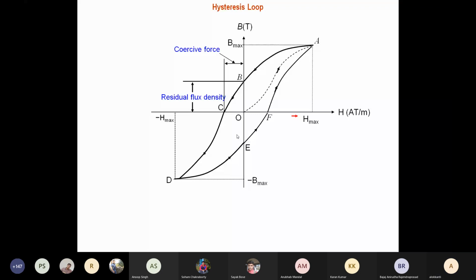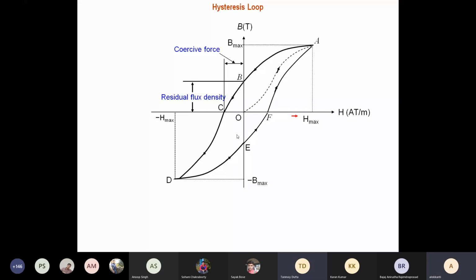Hysteresis means that it retains some memory. You see that even if H is becoming 0, there is a residual flux present. Whether it is coming from the positive to the negative or going from the negative to the positive, the same type of residual flux is retained. So the word hysteresis basically means something which is in memory. So this is the hysteresis loop, the hysteresis property exhibited by ferromagnetic materials. That makes the core of any electrical equipment.